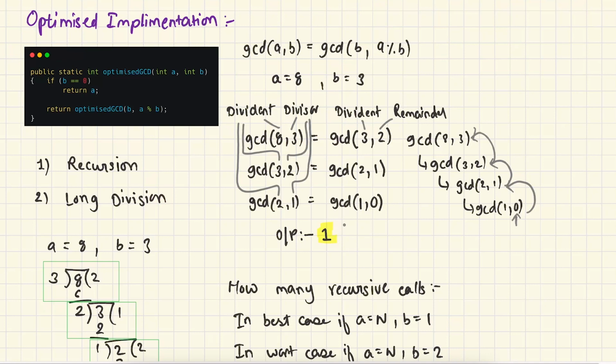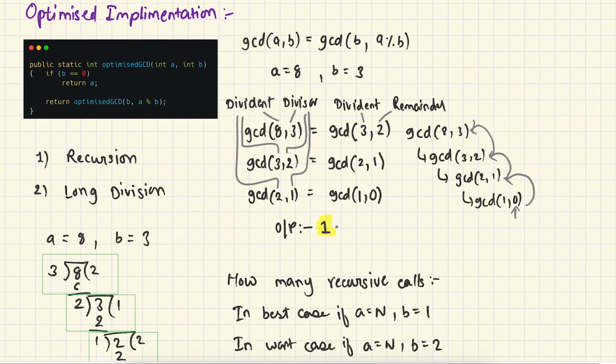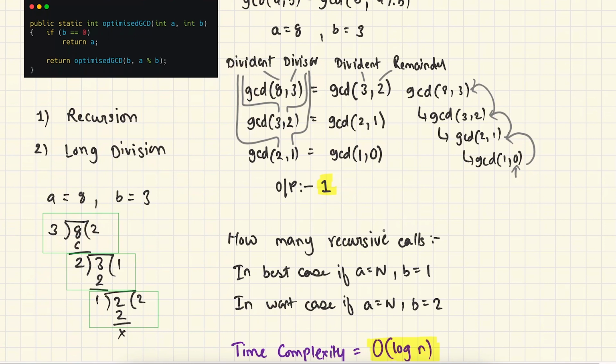Now let's talk about the time complexity of this recursive function. How many recursive calls are we going to make in this approach? In the best case, if a is equal to n and b is equal to 1, what happens? When we do modulo with 1 on any number, that number becomes 0 and we simply come out of the loop. Now in the worst case, what happens when a is equal to n and b is equal to 2? Our loop is going to run log n times.